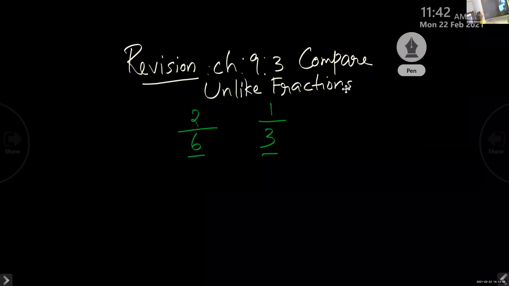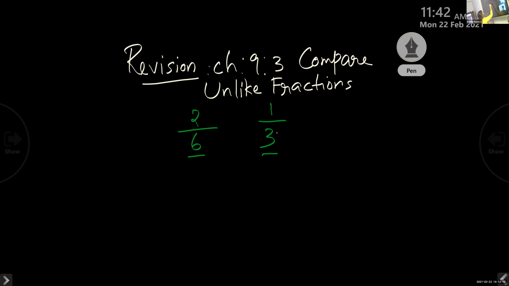So children, you have to make the denominators the same. See here, I have 6 and here I have 3. You can make the denominators the same by multiplying the numerator and denominator by the same number, and you will get equivalent fractions. See, 3 times which number gives 6? 2. So 3 into 2, 1 into 2.